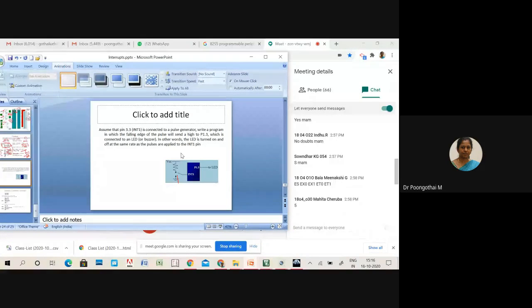So first you find out the IE register value to enable your external interrupt 1. To enable external interrupt 1, find the value of IE and load that value into IE.